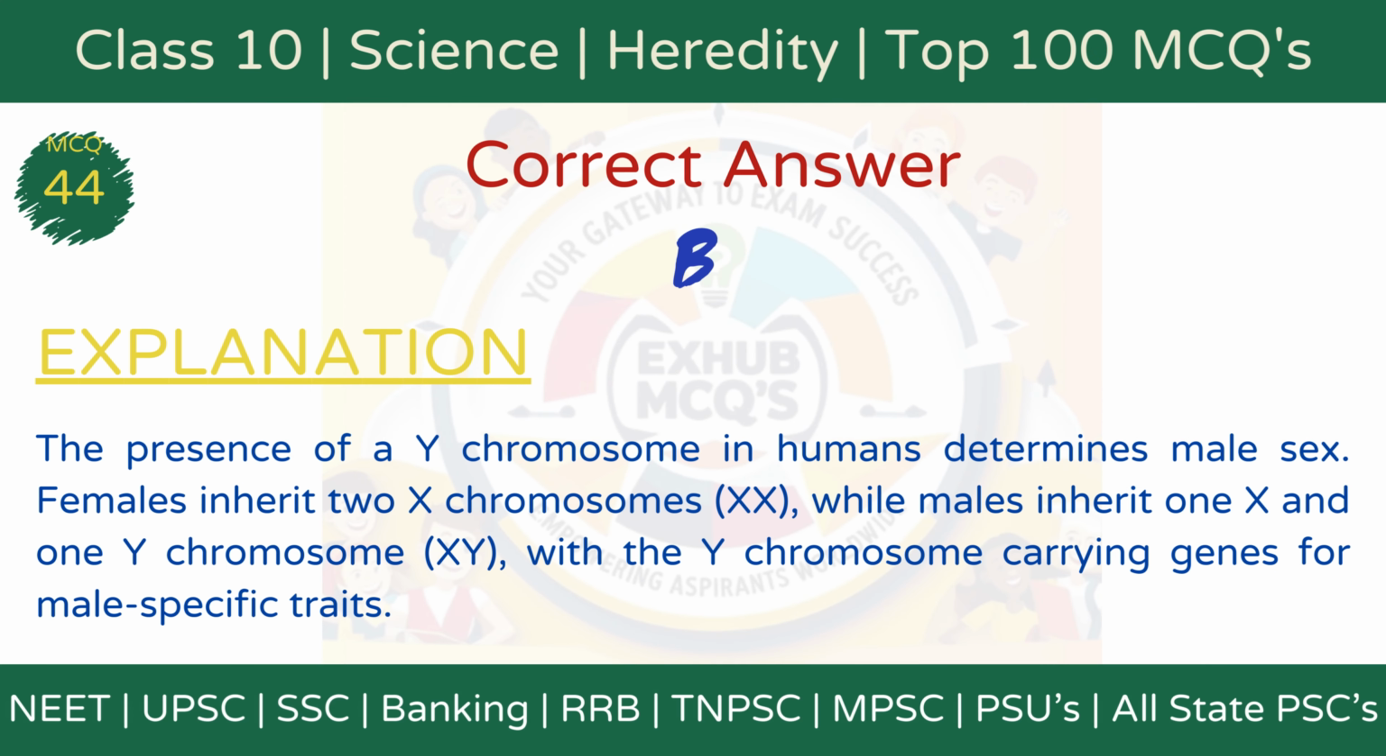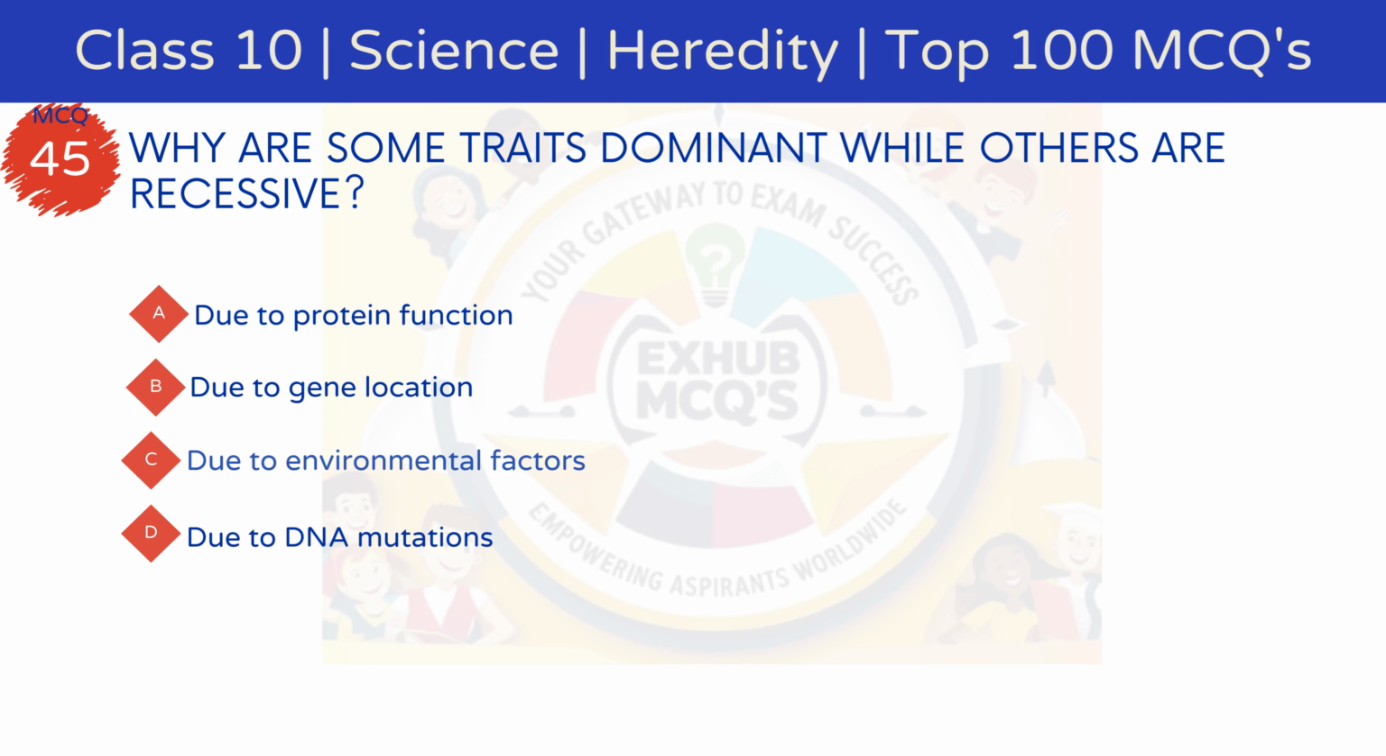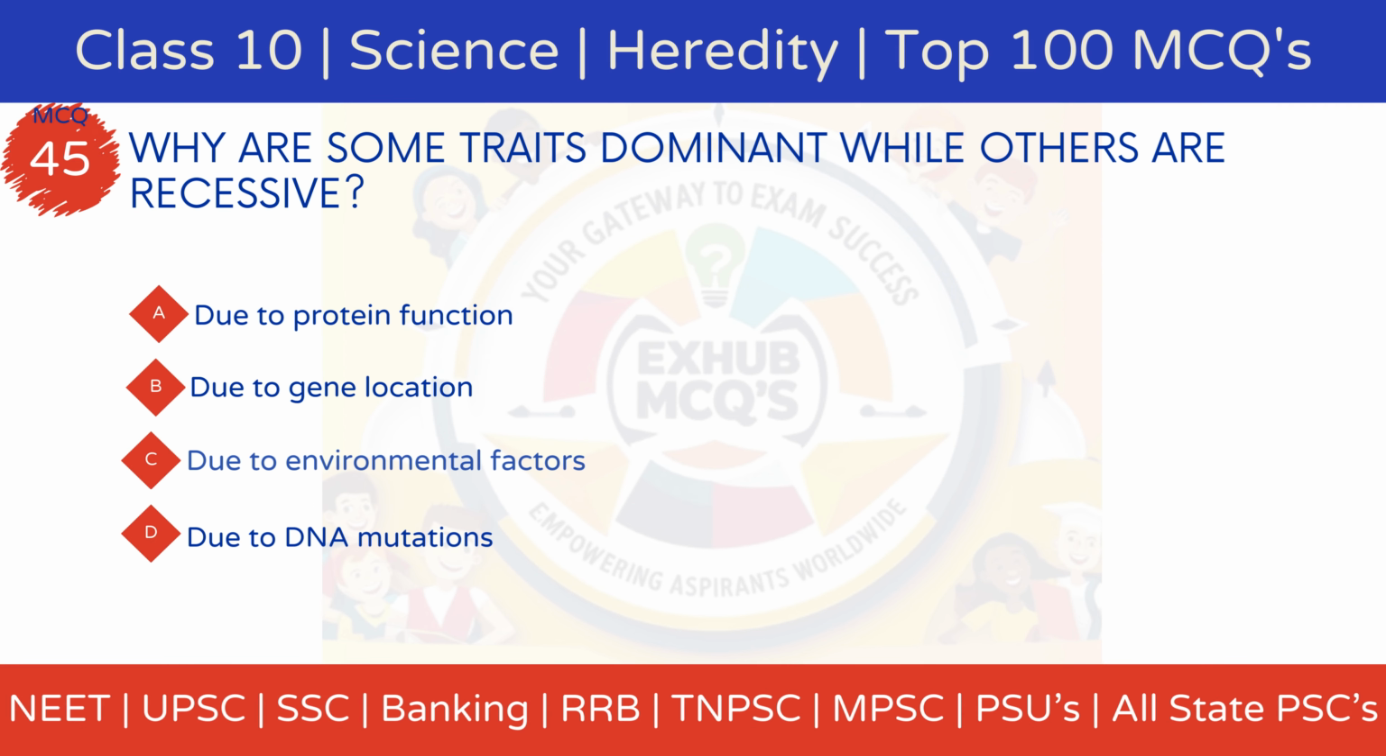The correct answer is option B, the individual is male. Explanation: the presence of a Y chromosome in humans determines male sex. Females inherit 2 X chromosomes, while males inherit 1 X and 1 Y chromosome, XY, with the Y chromosome carrying genes for male-specific traits. MCQ 45. Why are some traits dominant while others are recessive? Option A, due to protein function. Option B, due to gene location. Option C, due to environmental factors. Option D, due to DNA mutations.